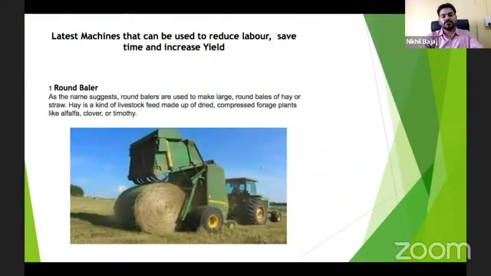Here are some machines which are used in foreign countries, maybe used in India as well, but we can also import them or try to match and make them in our country as well. So this first one is the round baler. This machine is used to make large round bales of fodder or hay so that it can be stored in less area and used whenever the cattle need it.